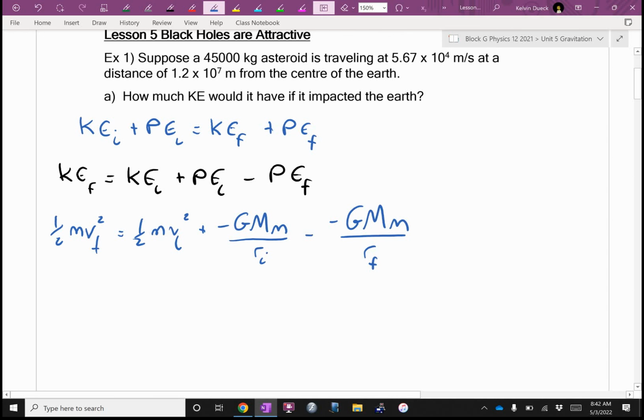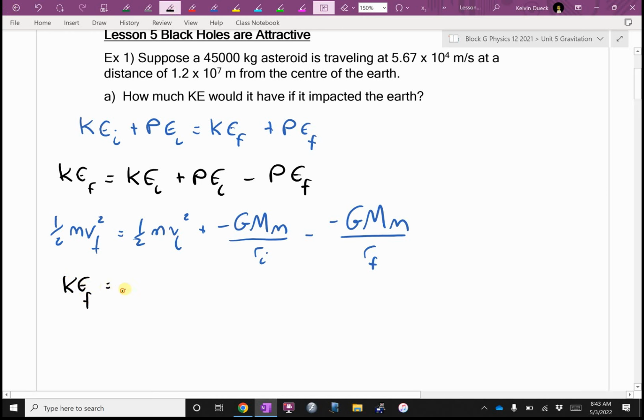Wait a minute. This is asking us to find the kinetic energy. So I guess I'm not going to cancel out the m's yet. It wants me to find the kinetic energy. If I was being asked to find the speed, I would probably cancel out the little m's. But for now, in fact, I probably could have just left this as KE final.